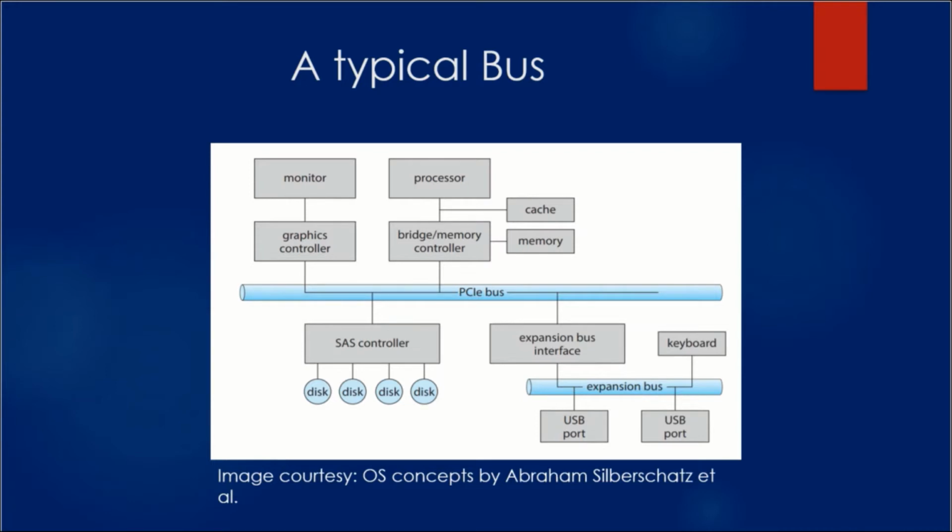PCIe essentially stands for Peripheral Component Interconnect Express. This is the most common bus used in modern systems, and we also have the expansion bus, which as I mentioned before, is used to bridge the speed gap. You see this little controller there called the SAS controller. SAS is nothing but Serial Attached SCSI. SCSI stands for Small Computer System Interface. These are what we call host controllers. They're basically device connectors used to interface with the bus.